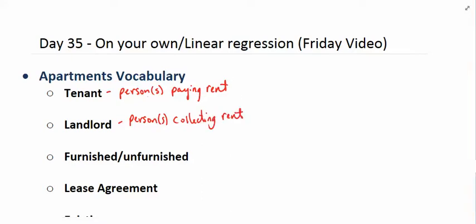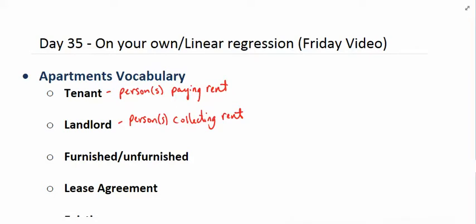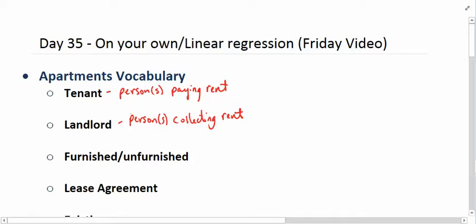I use the plural form here in tenant because you may be living with a roommate and sharing your portion of the rent. And in the case of the landlord, sometimes the property owner doesn't get involved with the business side of things, and they hire someone else to actually collect the rent or do the repairs on the property.